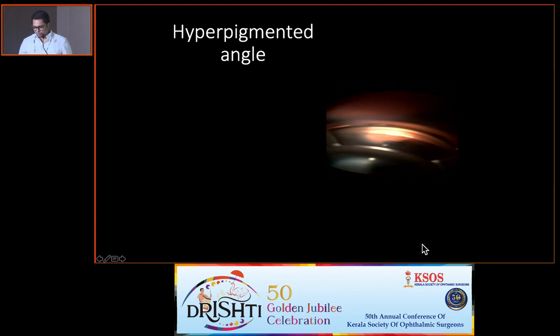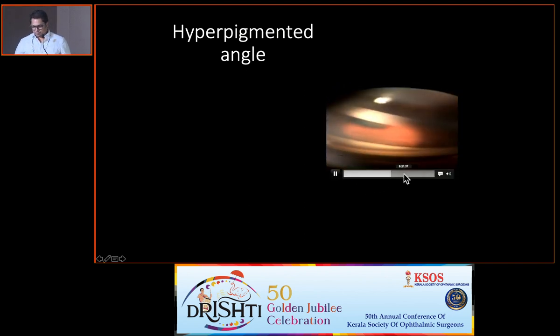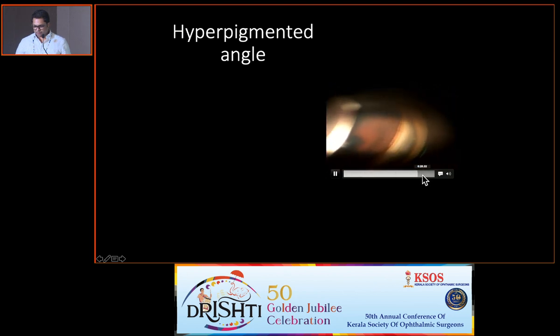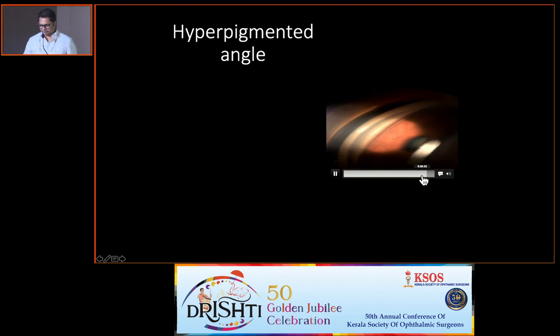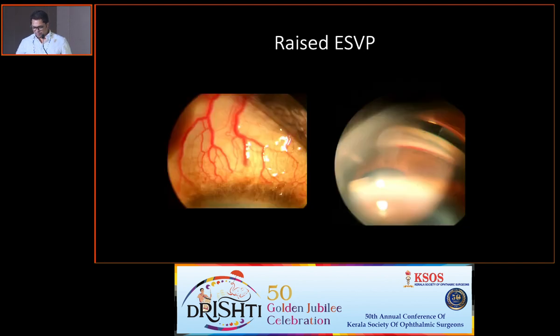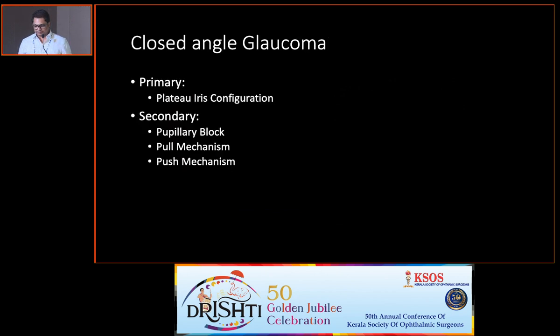This is a trabecular type of glaucoma. There is marked increase in the pigmentation of the angles. This is again another trabecular mechanism, angle recession glaucoma. Post-trabecular: raised EVP, dilated episcleral veins, and blood in Schlemm's canal.